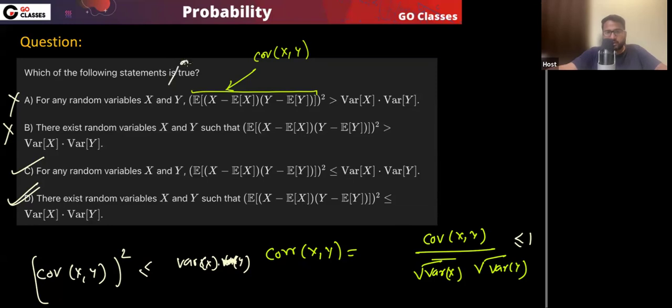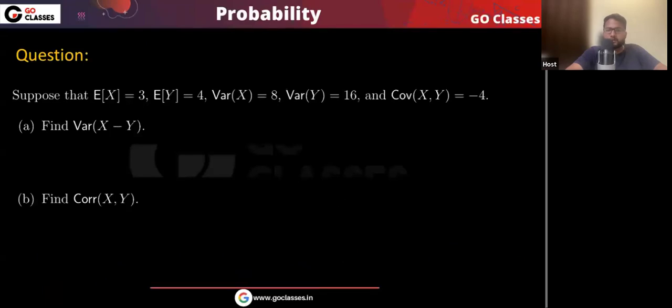Assume this is an MSQ question. So these C and D are true. Now there are a few questions. For example, this is one of the questions. Do you want to try this question, or you can do this as homework? This is an easy question only.